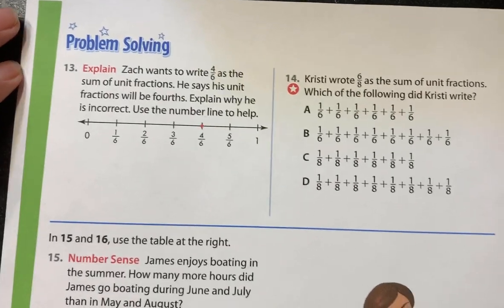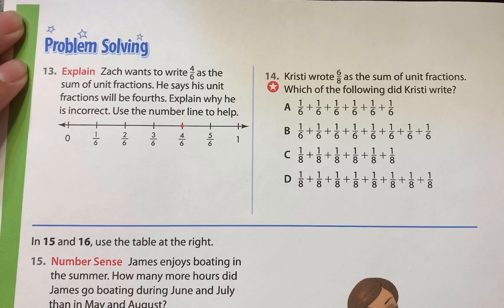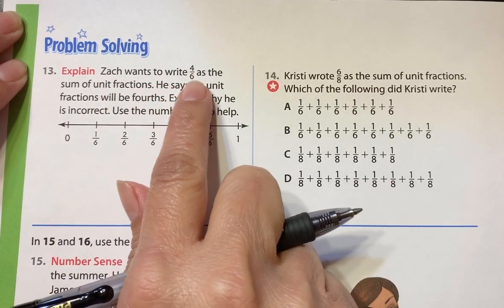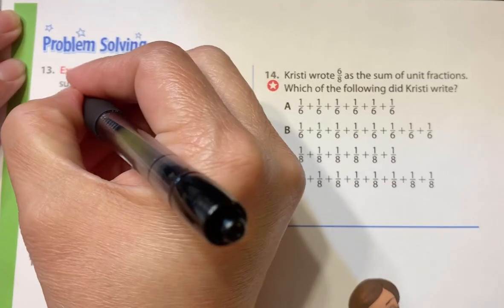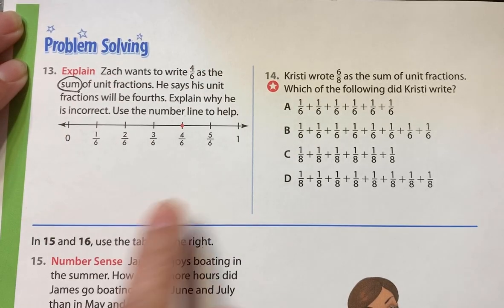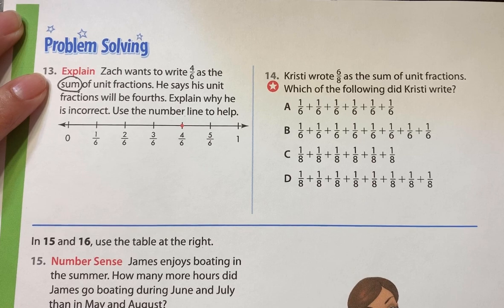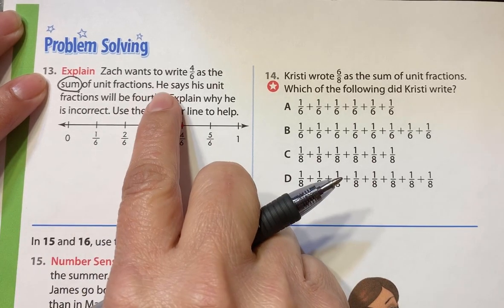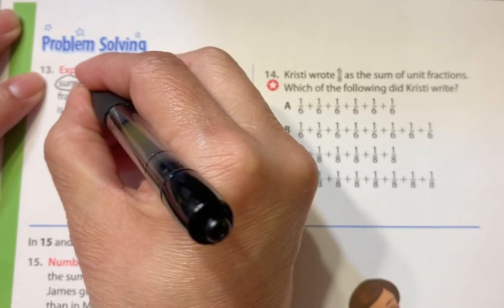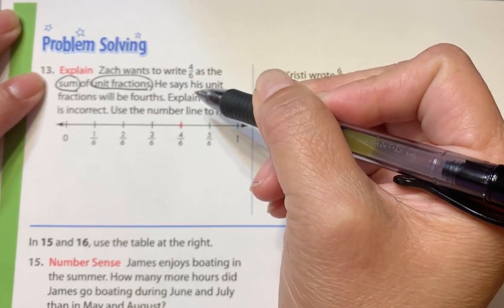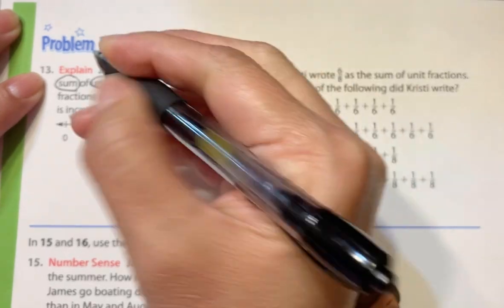I'm going to go over some of the directions in the back of this assignment. On the first one, it says Zach wants to write 4/6 as a sum. And here's that word sum again. Notice there is no sum in this problem. I see a number line, but I don't see a sum. It says, and it has to be in unit fractions, just like the front. He says that his unit fractions will be in fourths. Explain why he is incorrect.